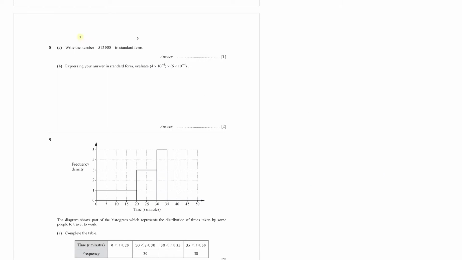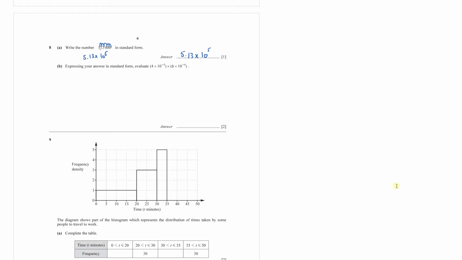Question number 8 is write this number in standard form. So for standard form, you'll have to move your decimal here after 5. So 1, 2, 3, 4, 5 places to the left. So this becomes 5.13 times 10 power 5, since you moved your decimal 5 places to the left. So 5.13 times 10 power 5.